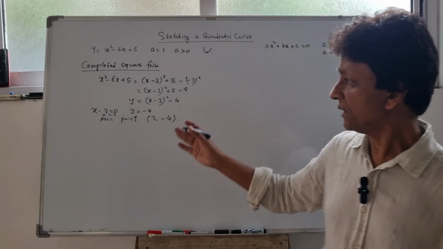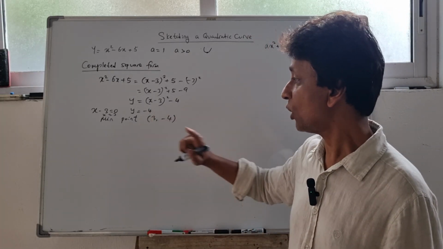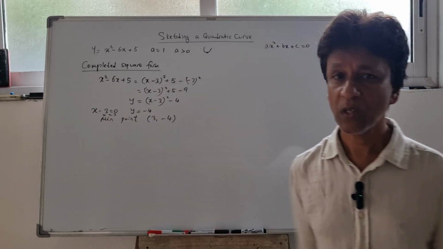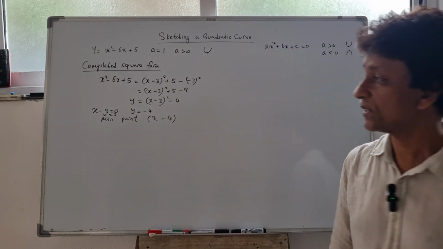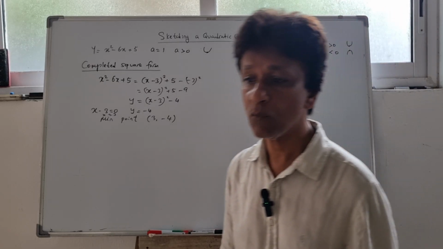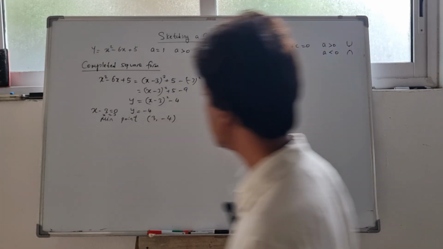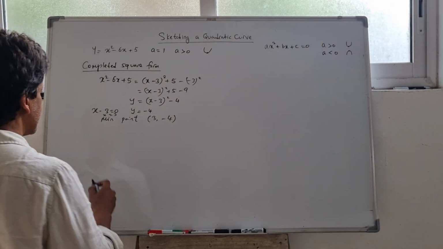Well, what we're basically saying as well is that the curve has a minimum value of minus 4, and this occurs when x is equal to 3. All right, this is another way of saying what our curve has, whether it has a minimum or a maximum point. The second thing I want to know is, where does it cross the y-axis?